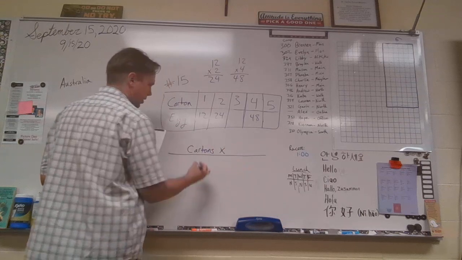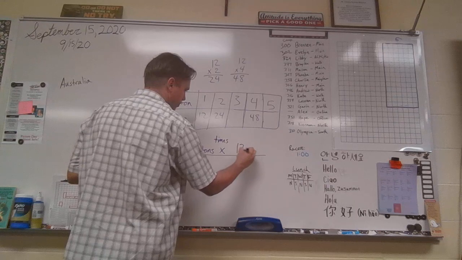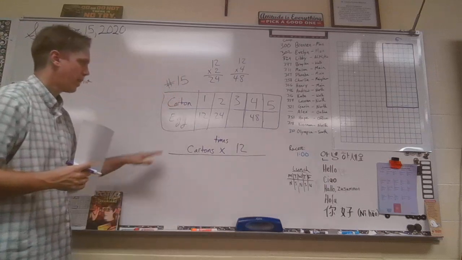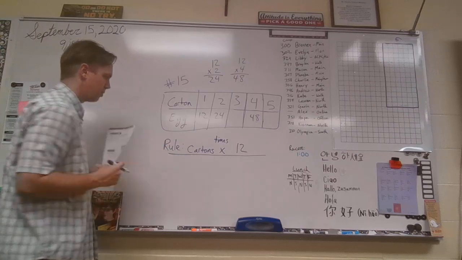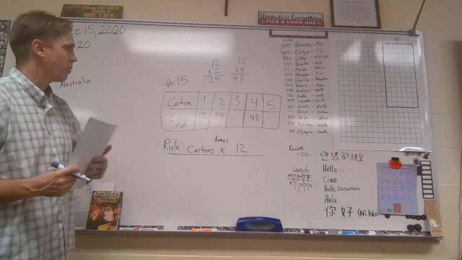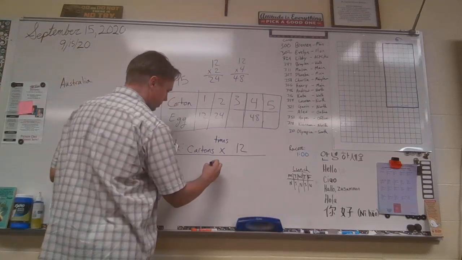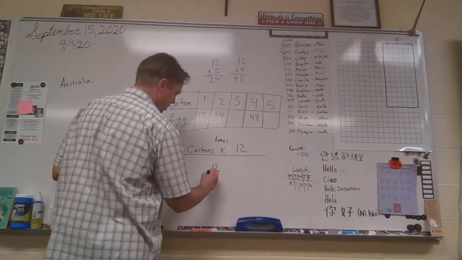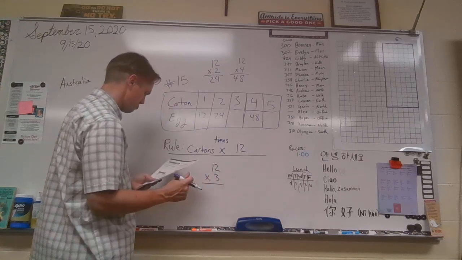All right, so first of all, our rule is we're just going to say cartons times, or you could just put the x, 12. That's our rule. You don't have to write the word rule there, but just know that that's what that is. All right, so we have to do 3 times 12. I'm going to put it down here. So we have 12 times 3, which I think we've already solved, haven't we?